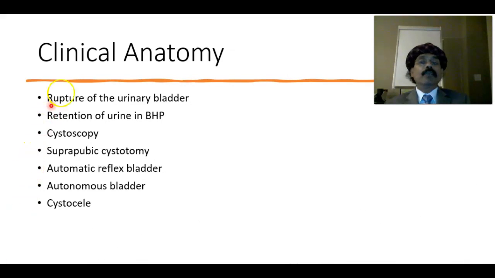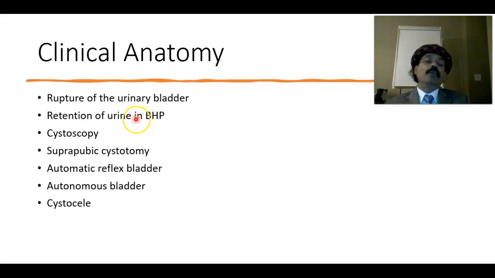Okay, we have some clinical anatomy. There may be rupture of the urinary bladder, especially in a full bladder. A person may have an injury, may fall on a sharp object. Someone may fall on the bicycle bar while riding uphill or downhill. Or some people may put two legs on two boats. They may fall. They may have injury.